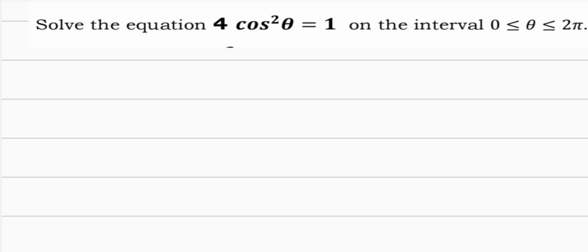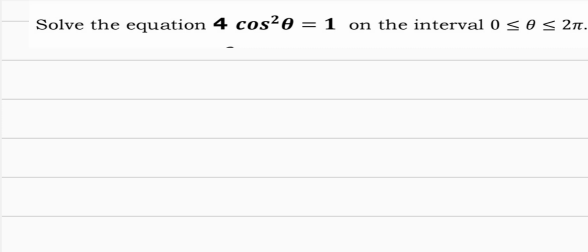Today we are going to solve trigonometric equation. Solve the equation 4 cosine square theta is equal to 1 on the interval theta is greater than or equal to 0 and less than or equal to 2 pi. So we have the problem and we have to solve it. Now, what are we trying to do? We want to make theta the subject. We want to know the angle, okay?